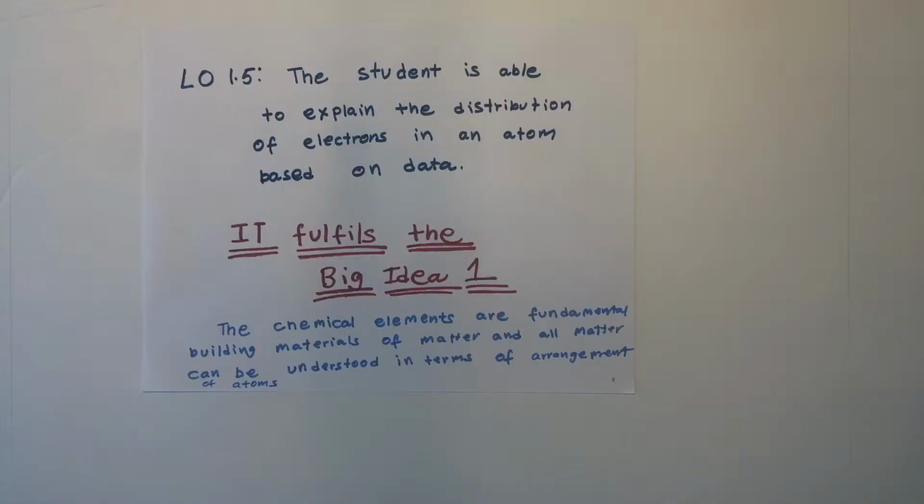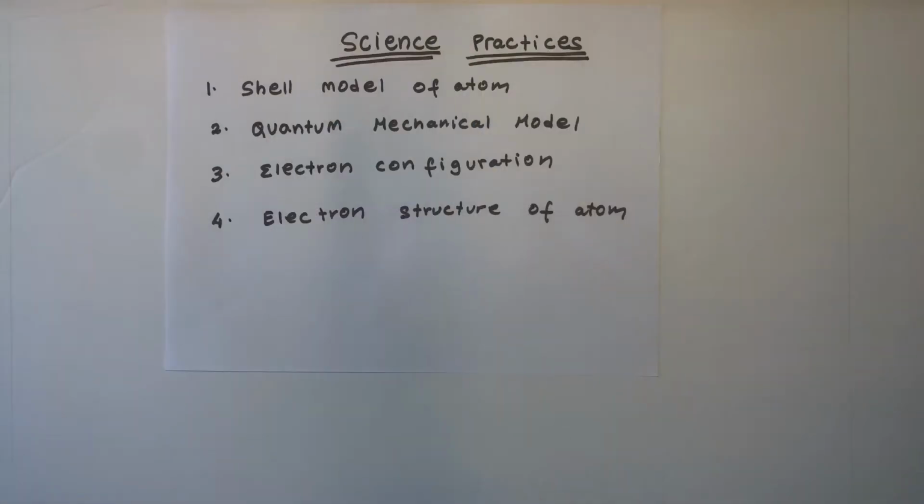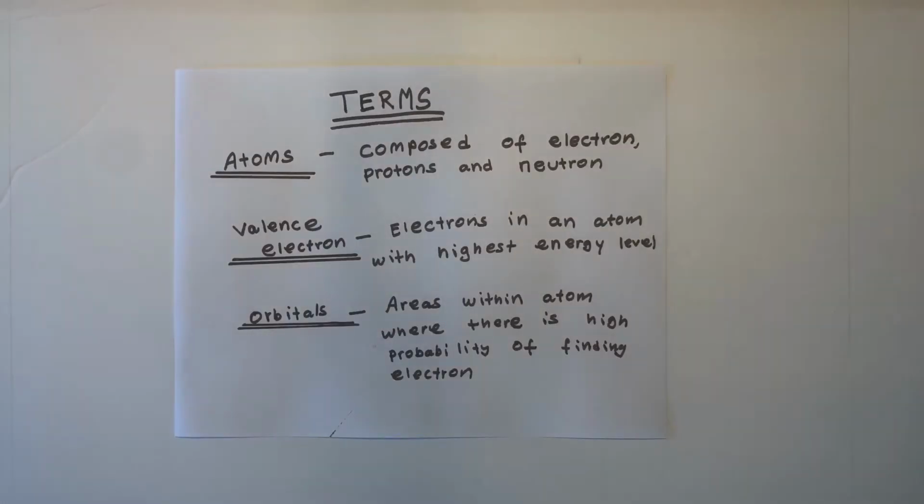This project is to fulfill the big idea 1 in a learning objective, distribution of electrons in an atom. In this project, I'll be practicing the shell and quantum mechanical model, also the electron configuration and electron structure of atoms. Terms being used are atoms, valence electrons, and orbitals.